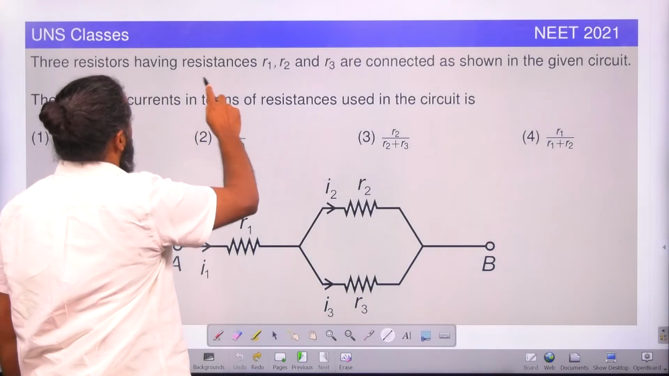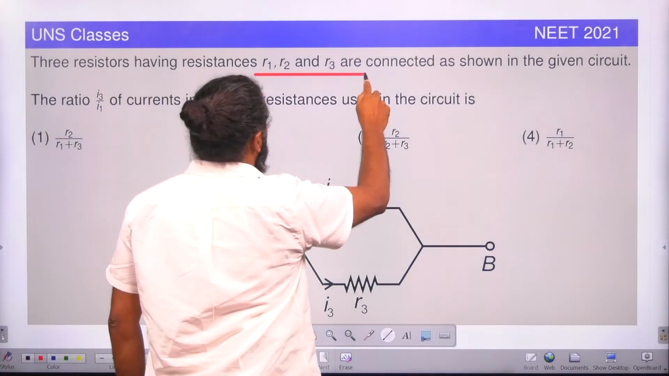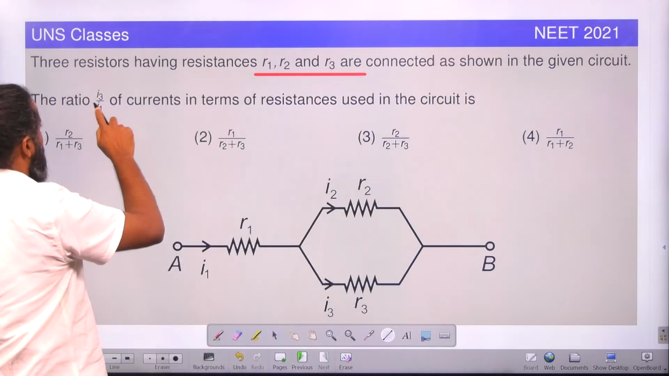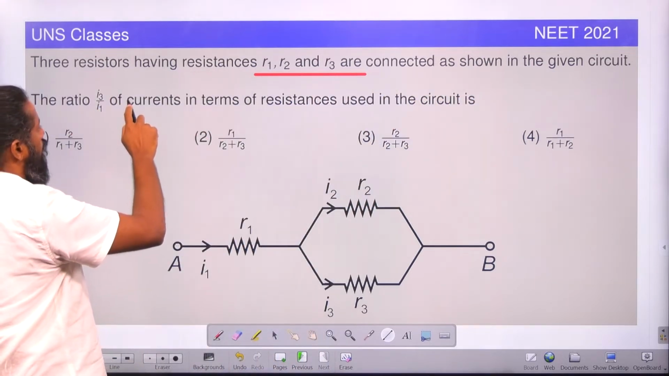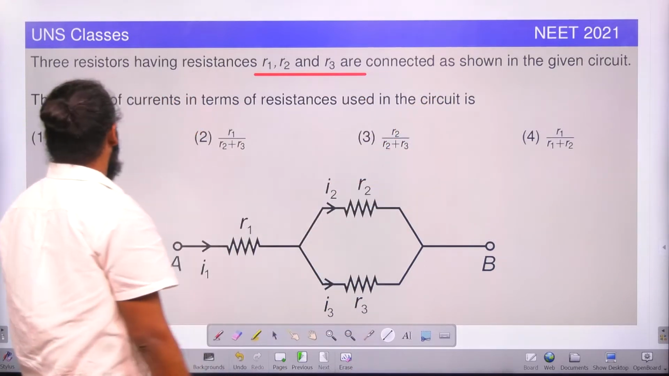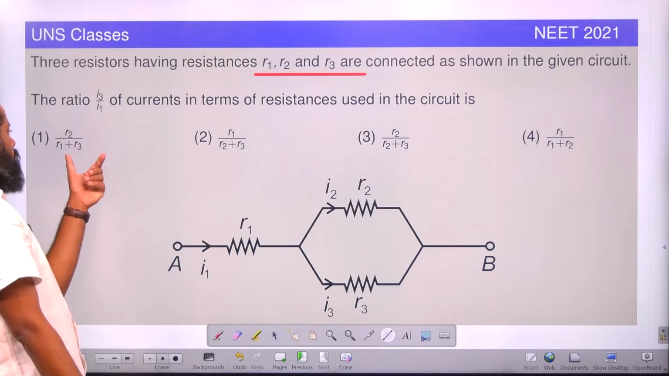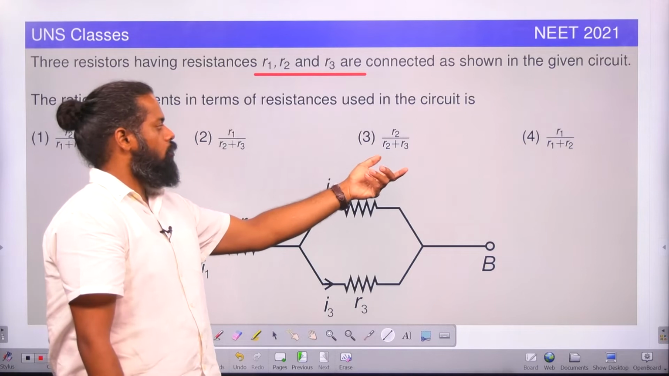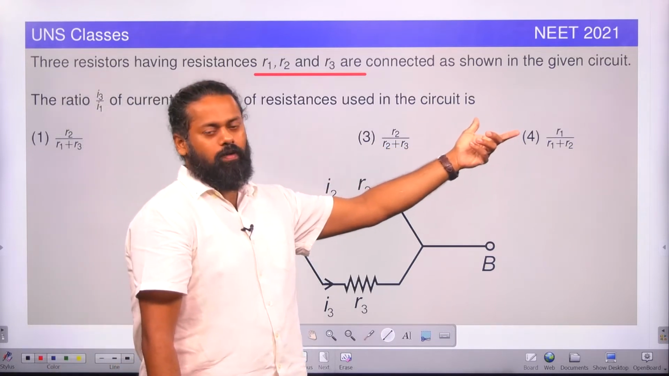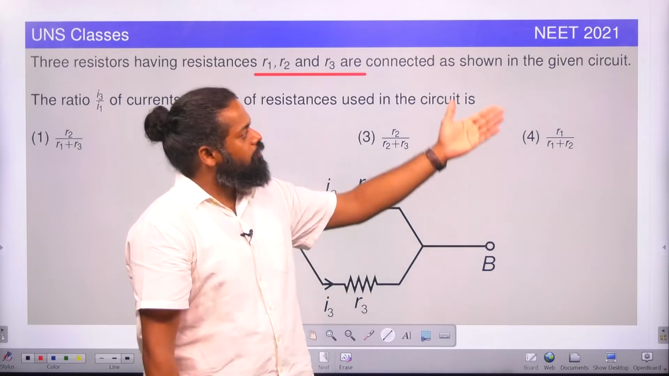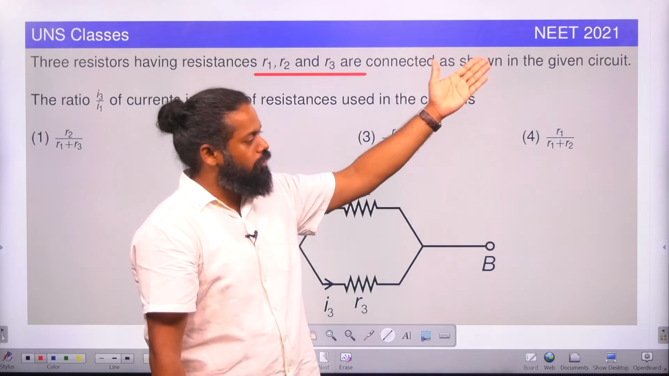Three resistors having resistance R1, R2 and R3 are connected as shown in the given circuit. The ratio I3 by I1 of currents in terms of resistance used in the circuit is. Options are given: R2 by R1 plus R3, R1 by R2 plus R3, R2 by R2 plus R3, R1 by R2 plus R1. It's a very simple question from current electricity and is a question from previous year NEET 2021.